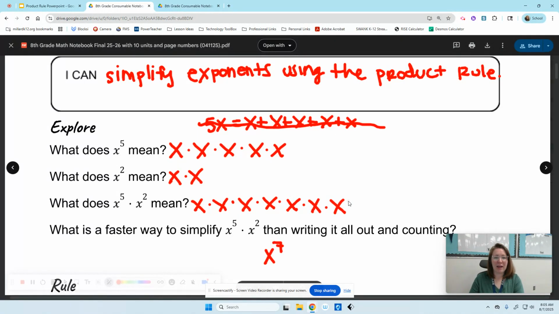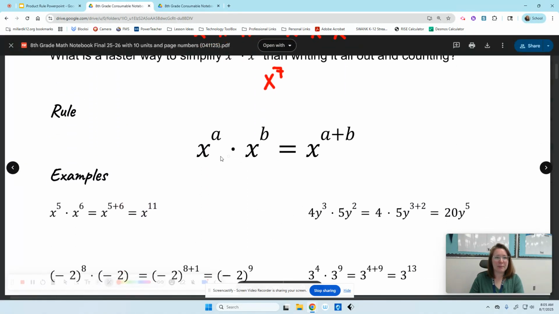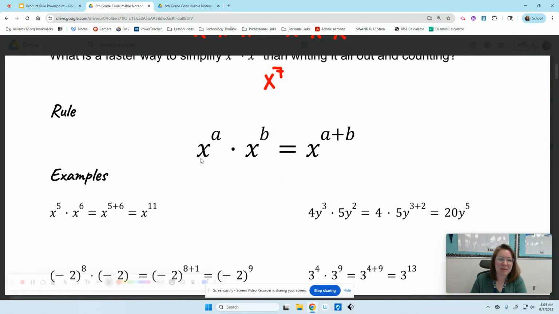So when you have two numbers, I guess you could say, that have the same base. The base is this bigger font number that's on the bottom. So in this case, x is the example I've used at the beginning. Because x is the same, that's like saying apples times some more apples, and let's count how many apples we have. Then you're allowed to just take this exponent and add it to this exponent without having to write the whole thing out.